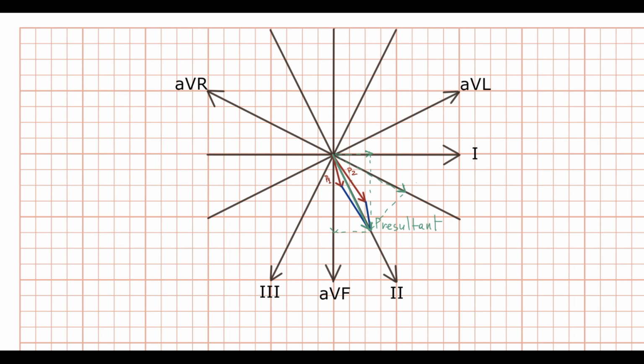And also we can see that aVR is basically the only lead that in normal condition will register the negative P wave on ECG. Again, it's because the projection of the resultant vector of atrial depolarization, P resultant, on this lead is orientated towards the negative electrode.